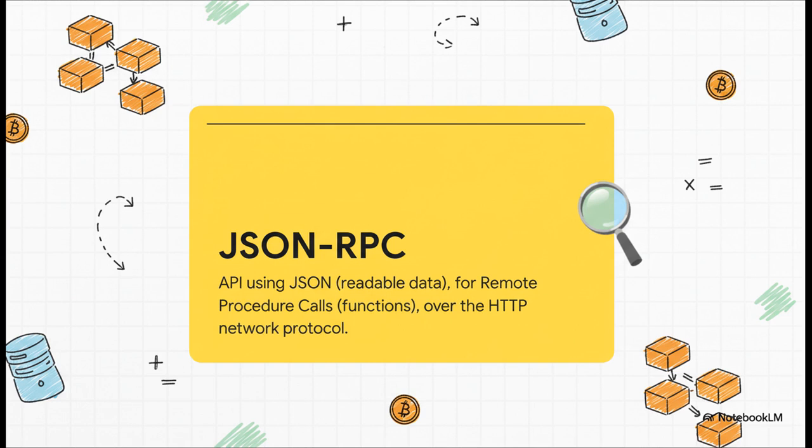RPC stands for Remote Procedure Call, which is really just a fancy way of saying our program is calling a function that lives on the remote Bitcoin node. And it does all of this over HTTP. Yeah, the very same protocol your web browser is using right now. So at the end of the day, it's really just sending simple text messages over the web.